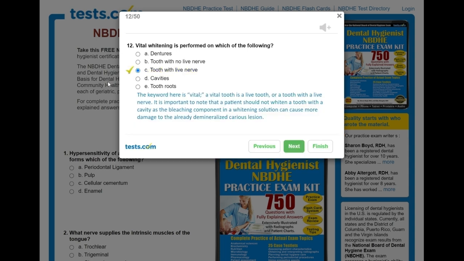C. Tooth with live nerve. The keyword here is vital. A vital tooth is a live tooth, or a tooth with a live nerve. It is important to note that a patient should not whiten a tooth with a cavity, as the bleaching component in a whitening solution can cause more damage to the already demineralized carious lesion.